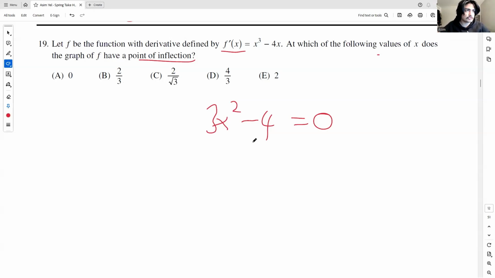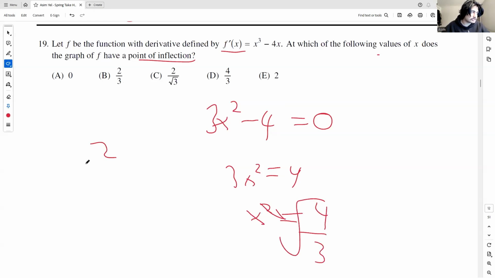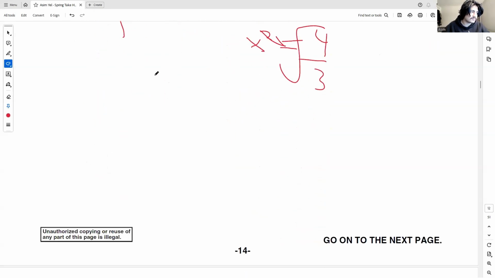Also, you have to make sure that you're changing signs, but in this case it's obvious that I will change signs. If I had something squared in parentheses, I should have checked that case, but just make sure that you're changing signs. And 3x squared equals 4, x squared equals 4 over 3, and you take the square root of that, and you get 2 over radical 3, which is answer choice C.